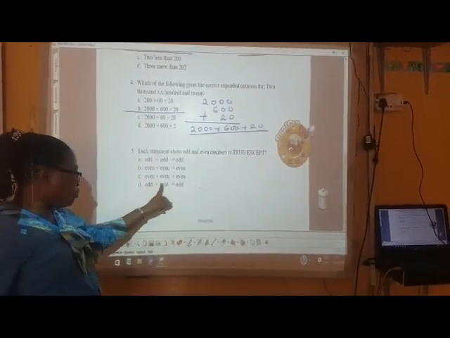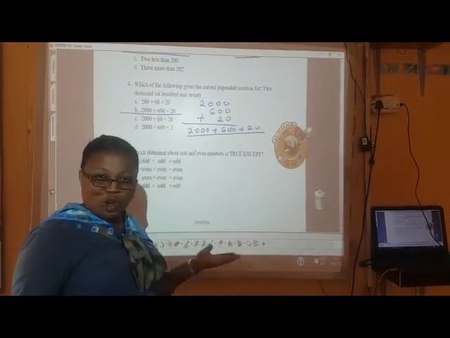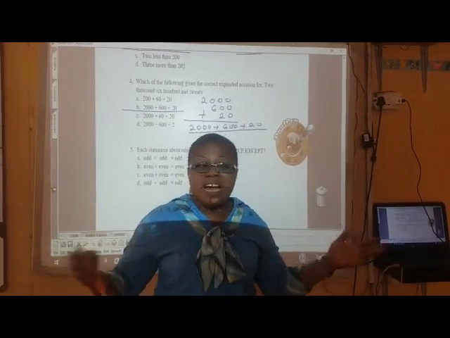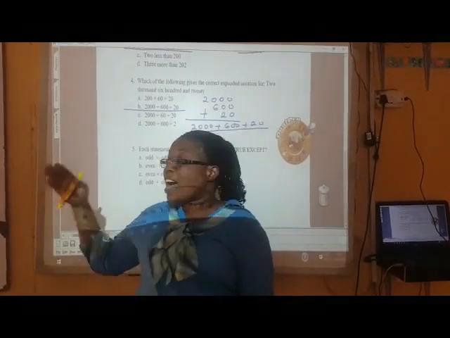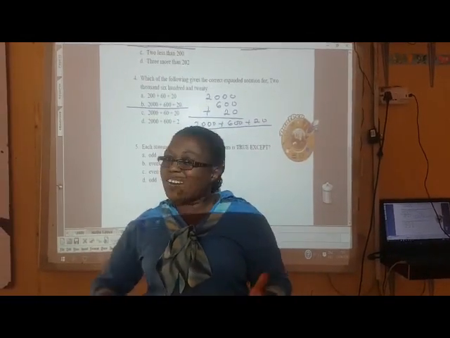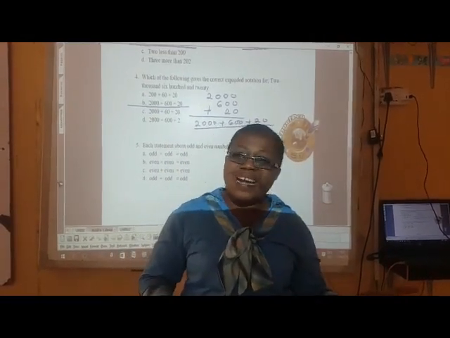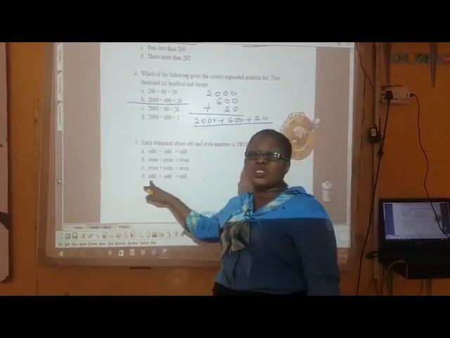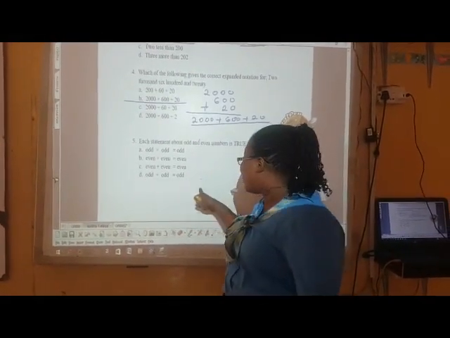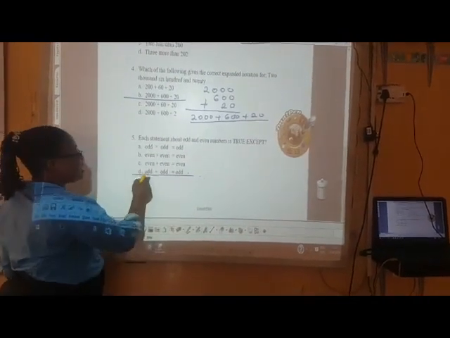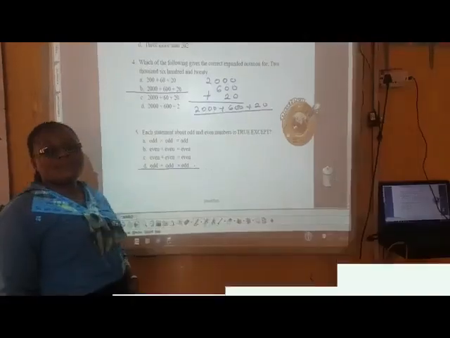Let's check the last option. We have odd plus odd is equal to odd. Let's pick odd numbers, 3 and 5. If you add 3 plus 5, we get 8, and you know that 8 is an even number. It is not odd. So automatically we can say that only option D is not true, that is, it is false. So that is the answer there.